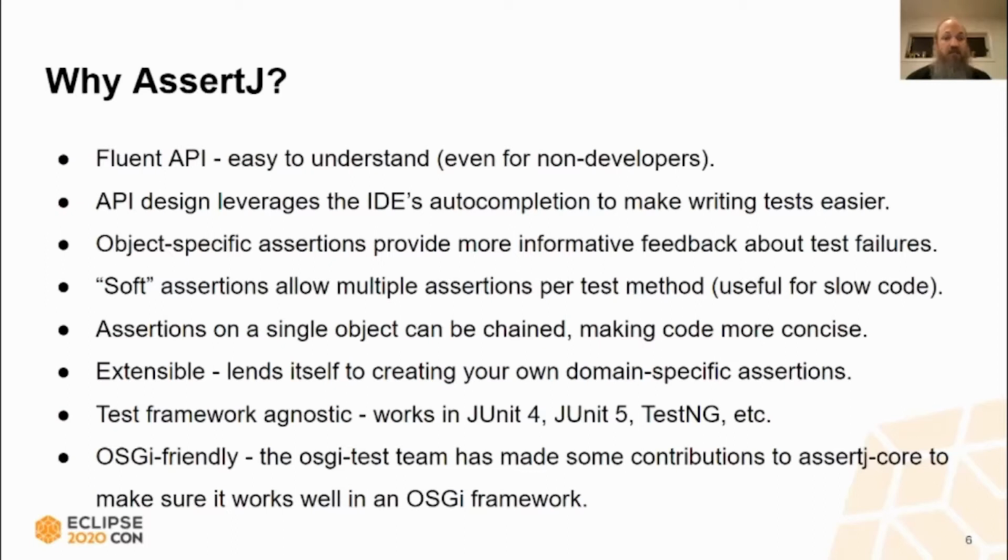You can chain assertions on a single object, which makes the code read much more concisely. It's extensible, so as you saw on the first page in osgi-test, we've leveraged this as well. You can produce your own domain-specific assertions. It's test framework agnostic, so it'll work in JUnit 4, JUnit 5, TestNG or anything. And it's OSGi friendly. It had OSGi support to begin with, but through our involvement with osgi-test, some of the core team have made some improvements to the AssertJ core library as well to make sure that it works well in an OSGi framework.